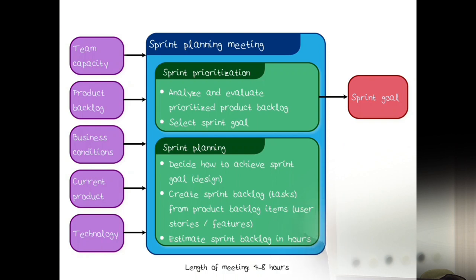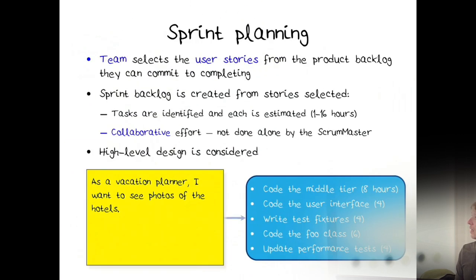So you look at one task, you need to code this in this class, and you think, yeah, it's going to take 2 hours or whatever it is. And we'll get into how that's being used and why it's important. So the output of this meeting is essentially a sprint backlog. The team selects the user stories that they want and creates the sprint backlog. Notice here that the creation of the sprint backlog, the tasks, is a collaborative effort.